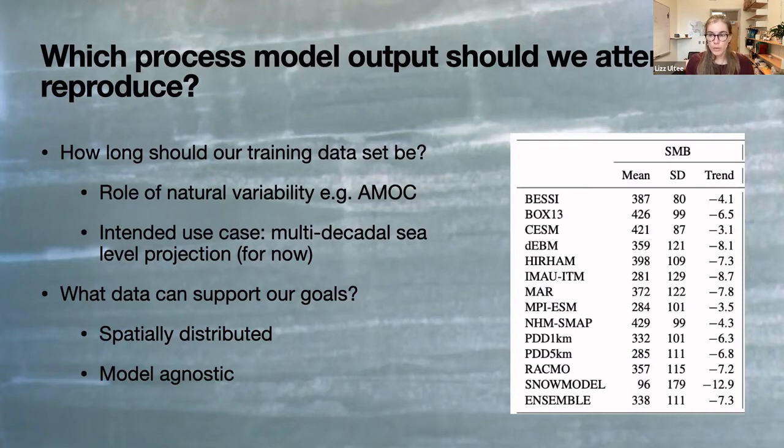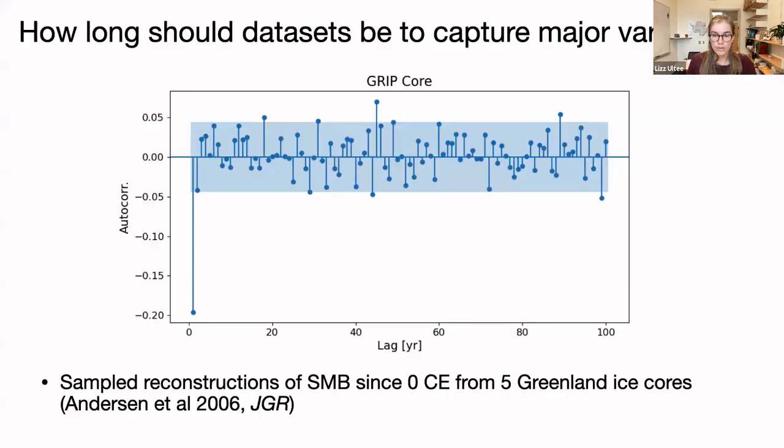To answer these questions, we can turn to ice core reconstructions. So we ask how long data sets should be to capture the major variability first. And here I've plotted the partial autocorrelation function from an ice core reconstruction of surface mass balance in the GRIP core over 100 years.